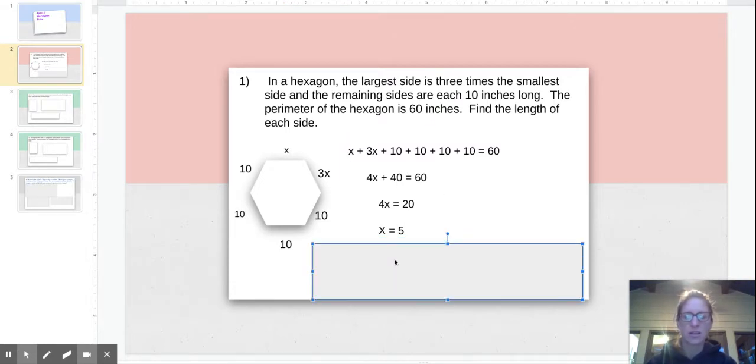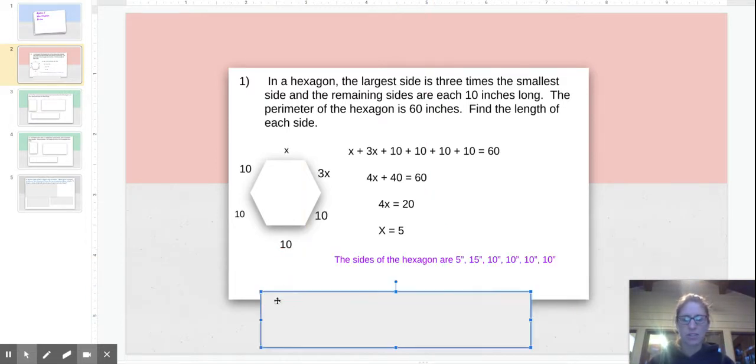And then answer my final question. So once I get x is 5, what does that mean? Go over to your picture. That means this side is 5, and this side is 3 times 5. So my final answer should say the sides of the hexagon are 5 inches, 15 inches, and then I listed all the tens because it said find the length of each side. So I just figured let's answer the question exactly like they want it.